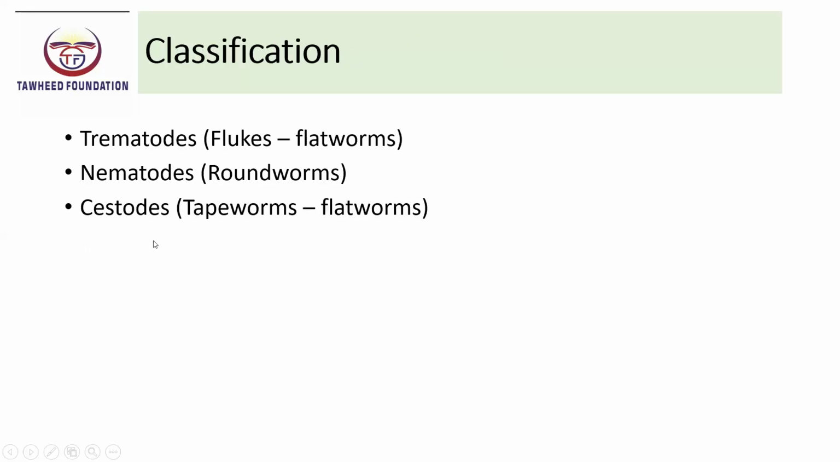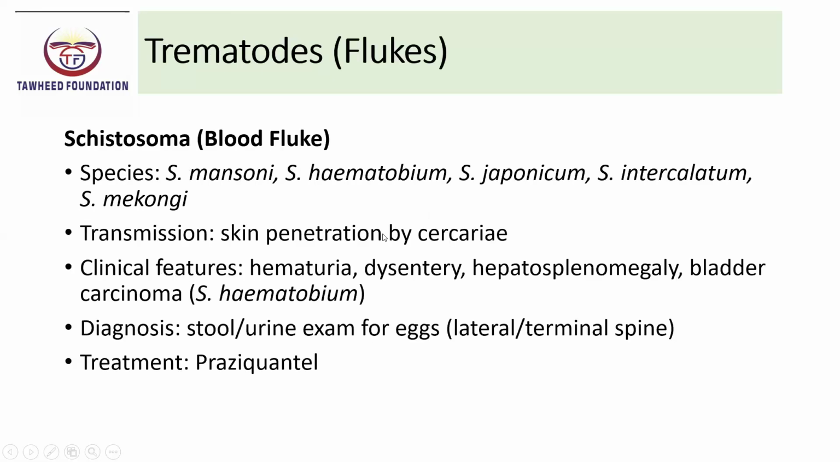Classification: there are three types of helminths: trematodes, which include flukes or flatworms; nematodes, which include roundworms; and cestodes, which include tapeworms, that is flatworms. There are types of trematodes: blood trematodes, liver trematodes, and lung trematodes. So we'll go one by one. Schistosoma, that is blood fluke. There are five most common species: Schistosoma mansoni, Schistosoma haematobium, Schistosoma japonicum, Schistosoma intercalatum, Schistosoma mekongi.